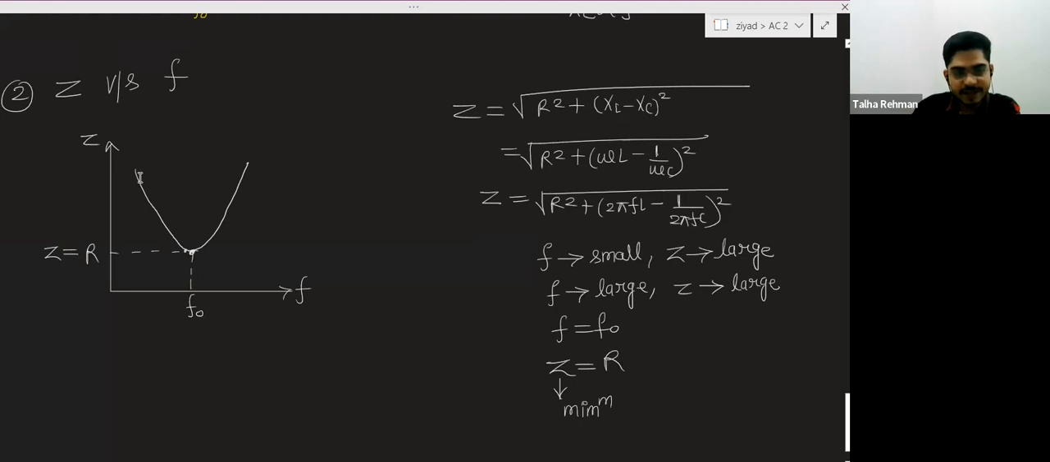So here your Z is large. If you are taking a small frequency, then also your Z is large. If you are taking a higher frequency, then also your Z is large. But at a certain frequency, the resonant frequency, your Z will be minimum. This will be the minimum value of Z, and that is equal to the resistance.